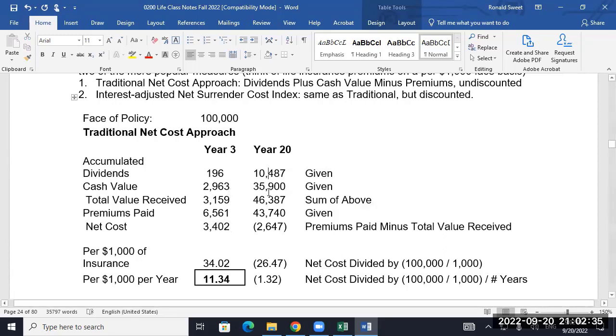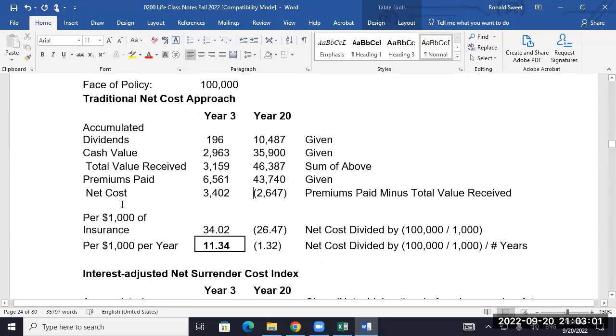But by year 20, look at this. You would have received $46,387. You would only pay $43,000. So essentially, you got insurance for free. You received $2,647 more. Is that what you really received? Well, no, it's 20 years. What are you missing? The time value of money. So obviously you didn't get this for free because you have time value of money, but that's the approach.